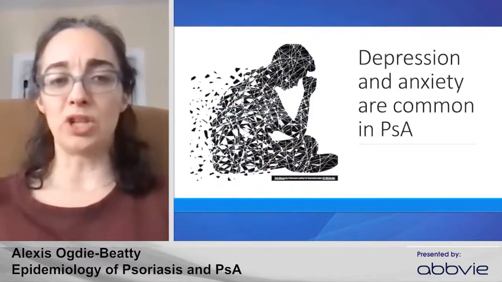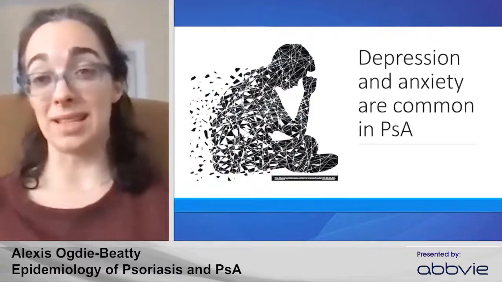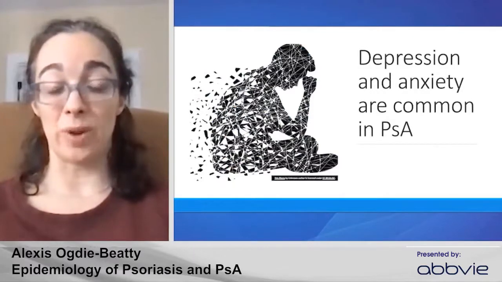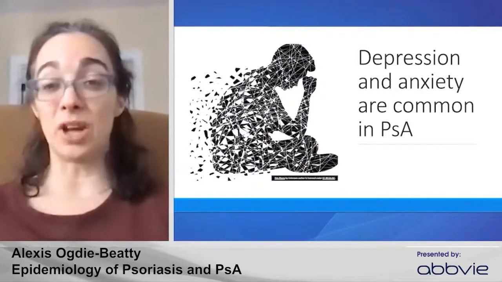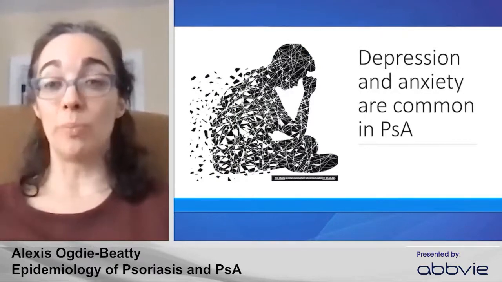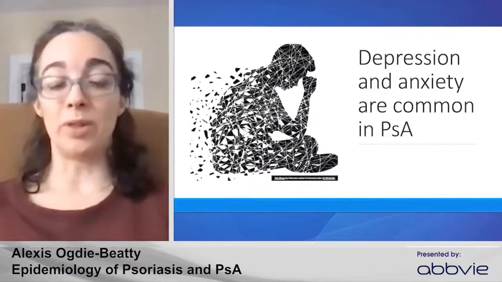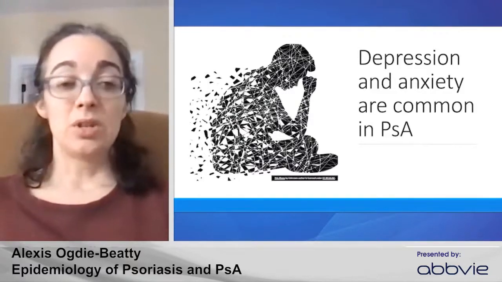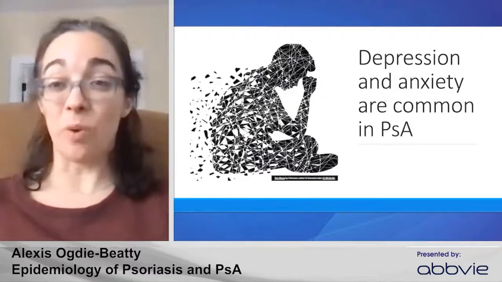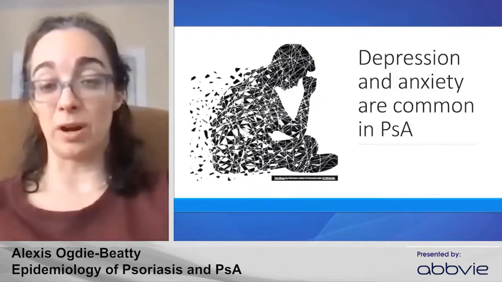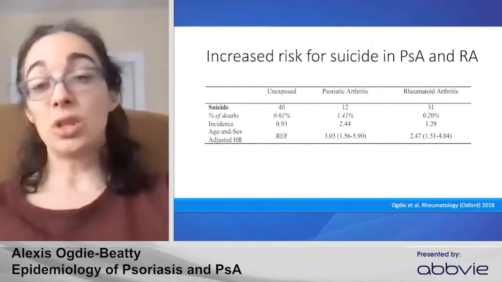So let's start with depression and anxiety. They're common in both psoriasis and psoriatic arthritis, slightly more common in patients with psoriatic arthritis. The prevalence of having depression or anxiety or both is around 36% in one particular study from the Toronto group. So quite high, and that was before the pandemic. So I'm sure that many of you are recognizing more and more depression and anxiety among our patients. So this is really important.